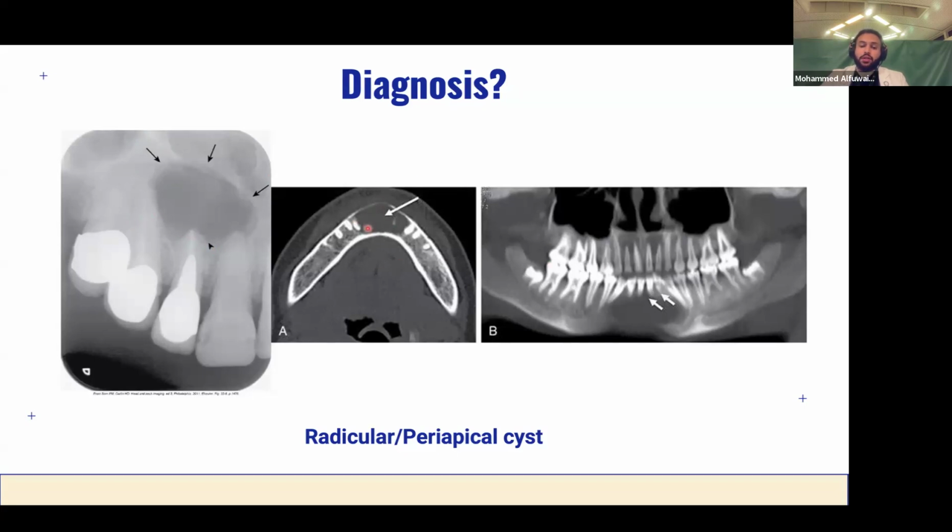This is a CT showing you a cyst of the mandible, and this is a cyst below the teeth at the apex. Same thing, cyst below the apex. This is high yield.